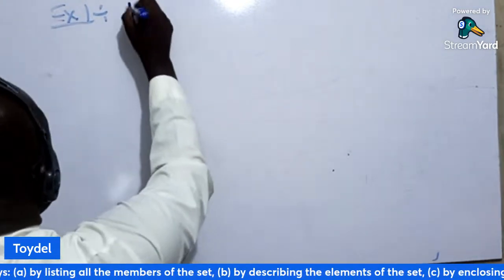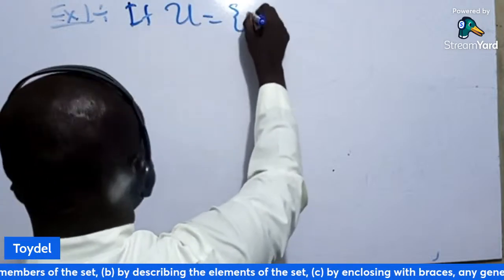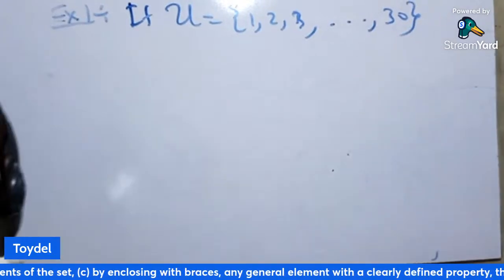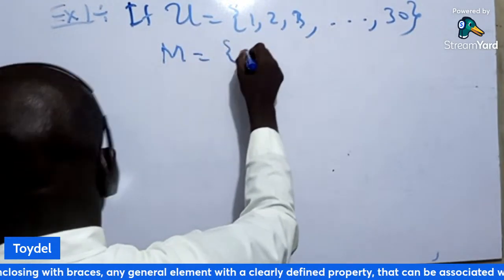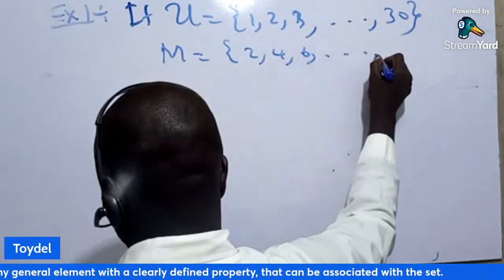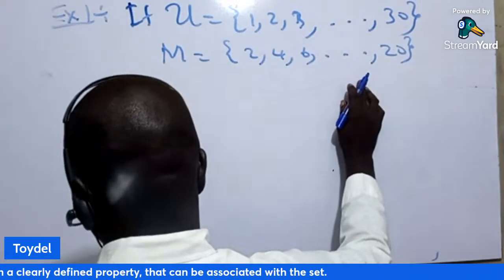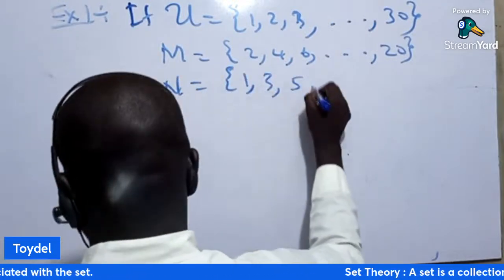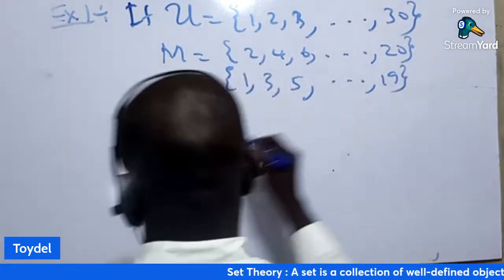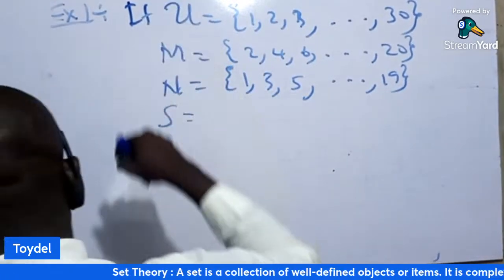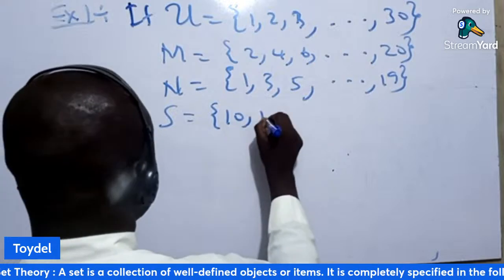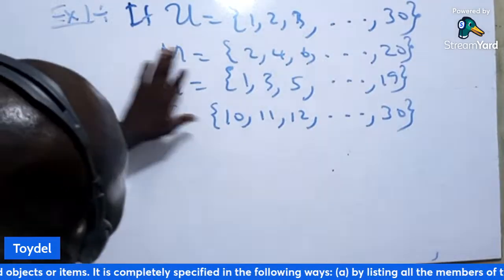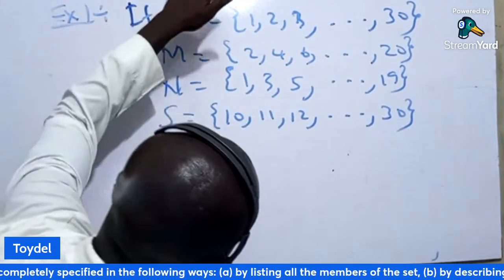Example one says, if the universal is given as 1, 2, 3, dot dot dot to 30, and set M is given as 2, 4, 6, dot dot dot 20, then we have another set N given as 1, 3, 5, dot dot dot 19. So we have another set S. These are subsets of the universal. The universal is the largest set under consideration, 30.